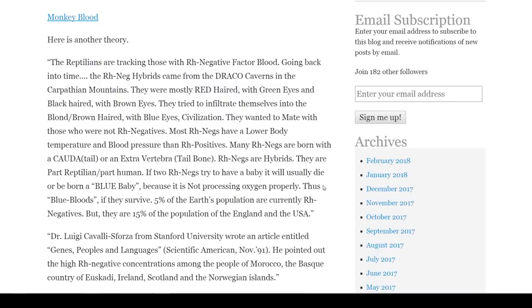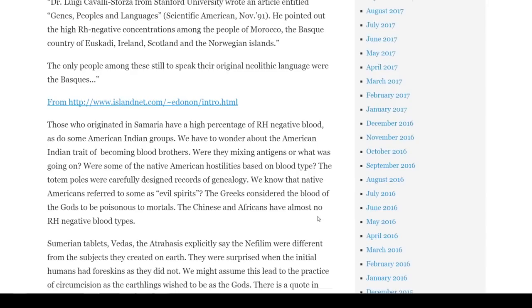Those who originated in Sumeria have a high percentage of Rh negative blood, as do some American Indian groups. We have to wonder about the American Indian trait of becoming blood brothers. Are they mixing antigens or what? So, very, very interesting. The Greeks considered the blood of gods to be poisonous to mortals. The Chinese and Africans have almost no Rh negative blood type.